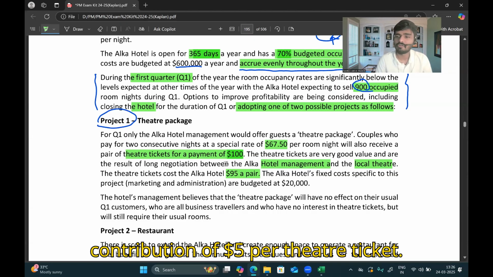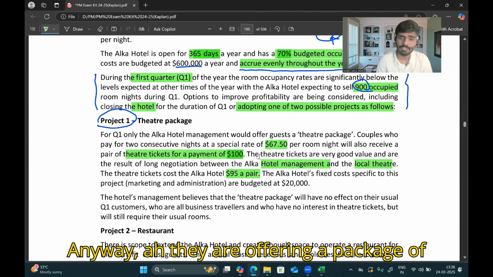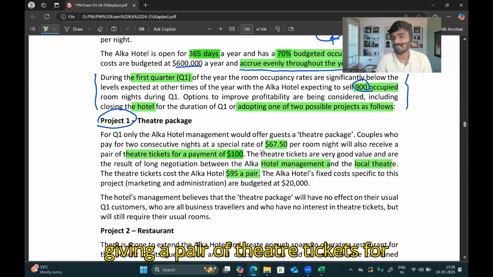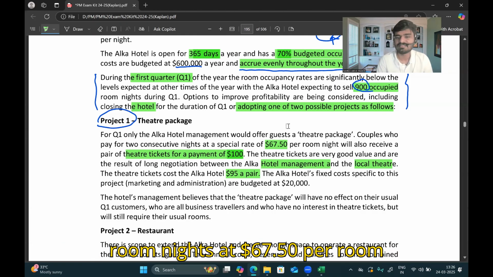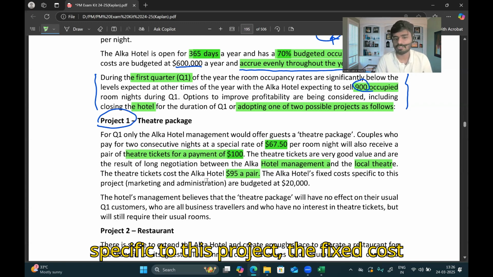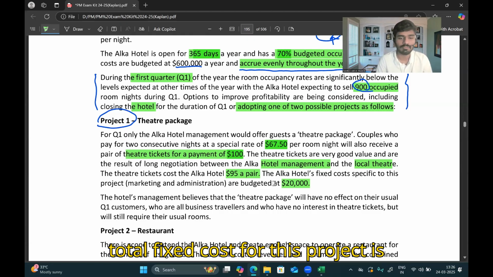So there will be a contribution of $5 per theater ticket. They are offering a package of a pair of theater tickets for couples who take a room for 2 consecutive room nights at $67.50 per room night. The Alka Hotels fixed cost specific to this project will be budgeted at $20,000. The total fixed cost for this project is $20,000.